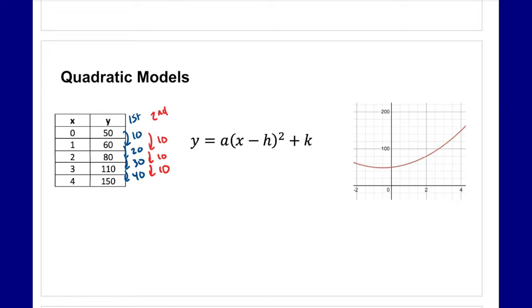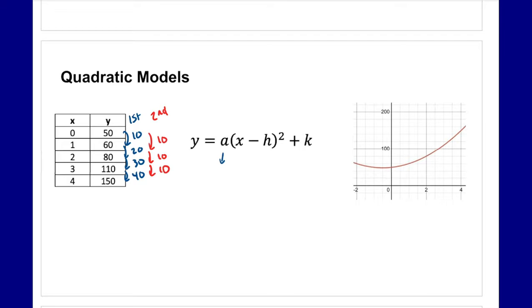So quadratic, the rate of change is not constant, but the second differences are equal. So in this case, we're seeing that the second differences are equal. The x values are going up by a constant amount. So that means based off of this table, it's quadratic.